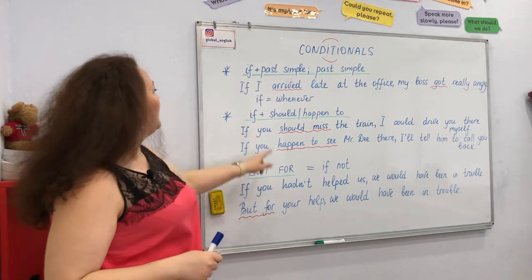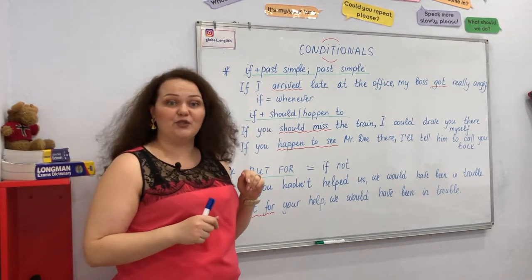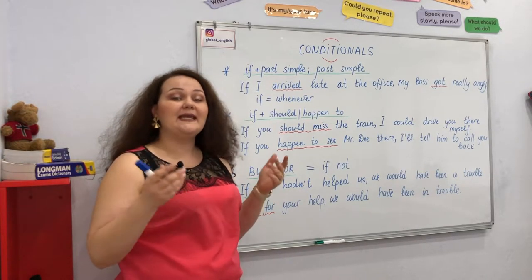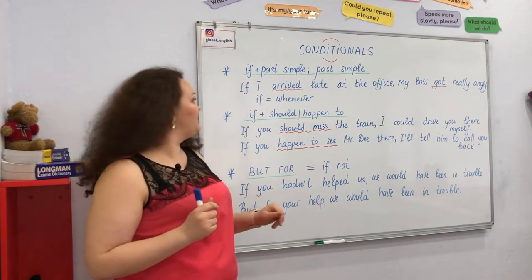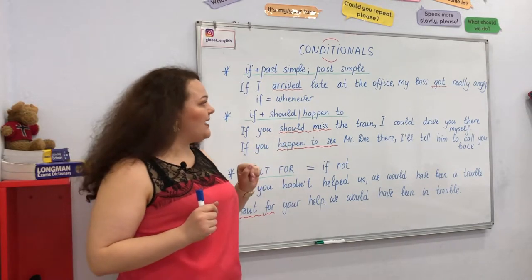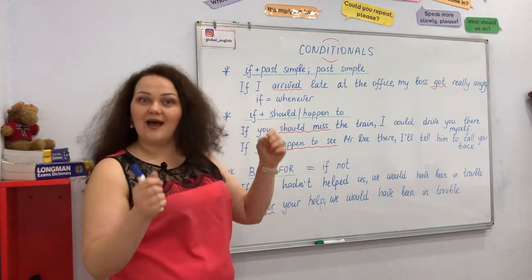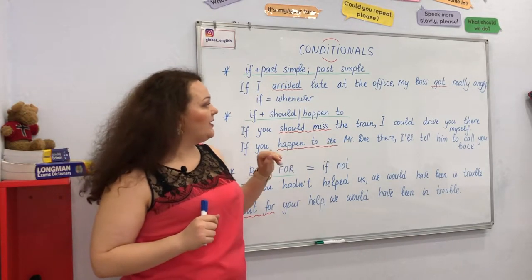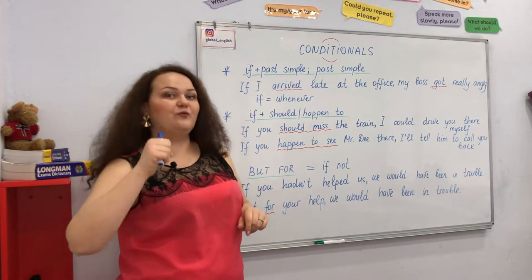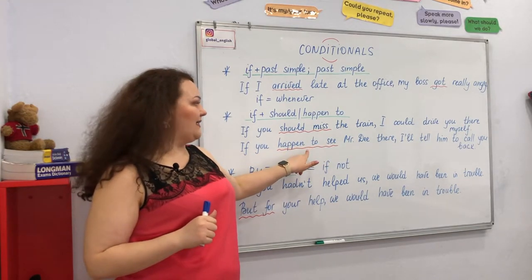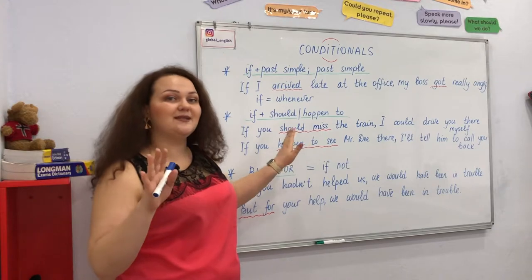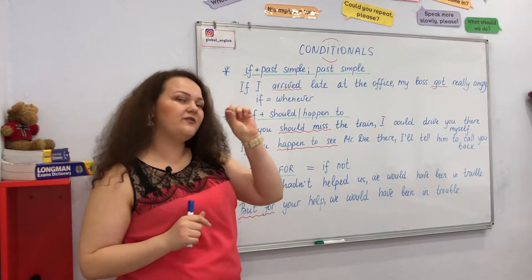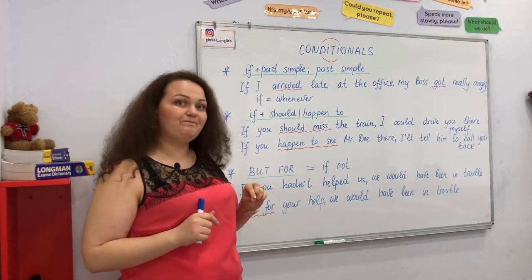Number 2, if plus should or happen to. This shows possible future situations and their probable results. If you should miss the train, I could drag you there myself. Or if you happen to see Mr. D there, I'll tell him to call you back. This implies that I don't expect you to see Mr. D. So that's a very small percent of probability.